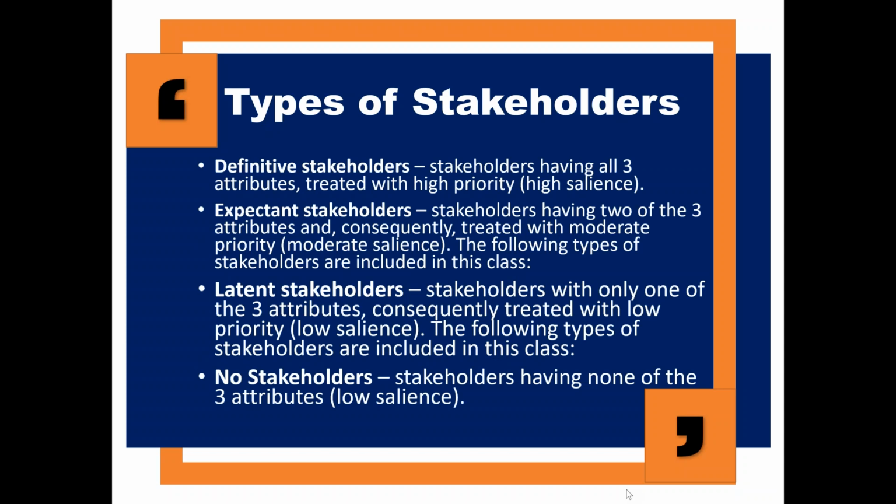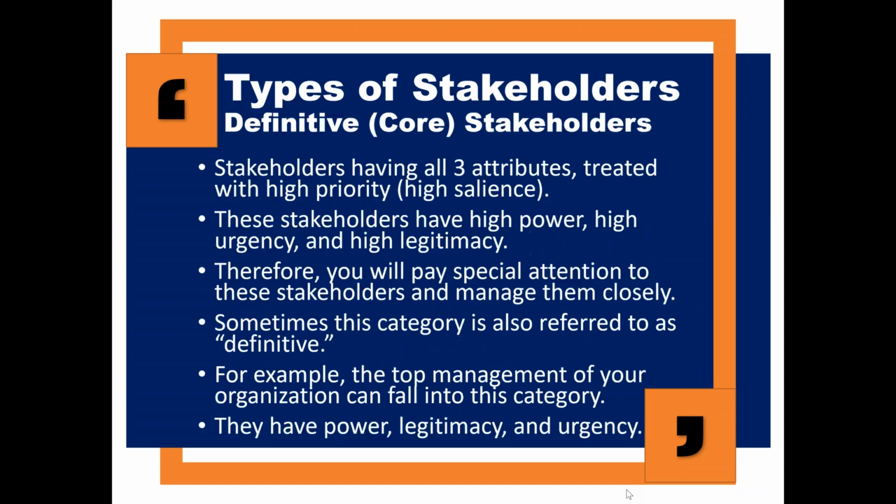The definitive is the core, where all three cross each other. Expectant stakeholders are those having two of the three attributes. So power and urgency, or power and the other thing. So that could be an expectant stakeholder, and latent stakeholder is one which does not have any overlap. And no stakeholder means it doesn't have any one of these characteristics, any one of these three.